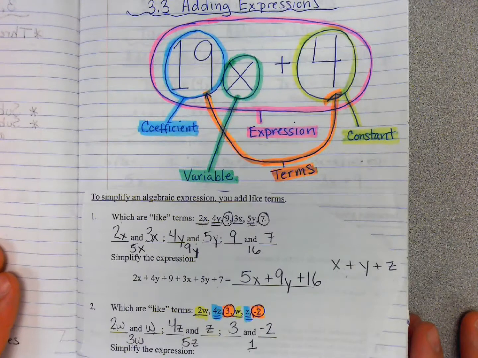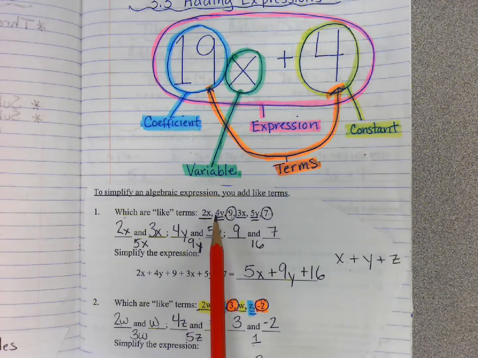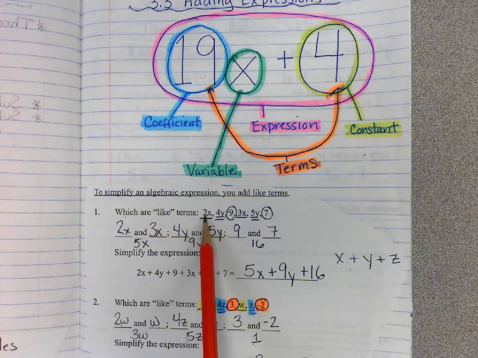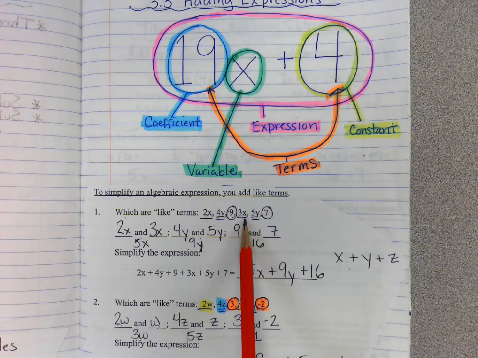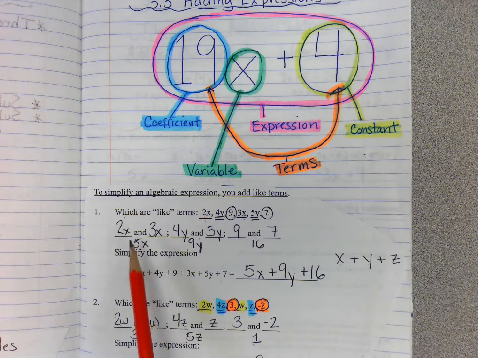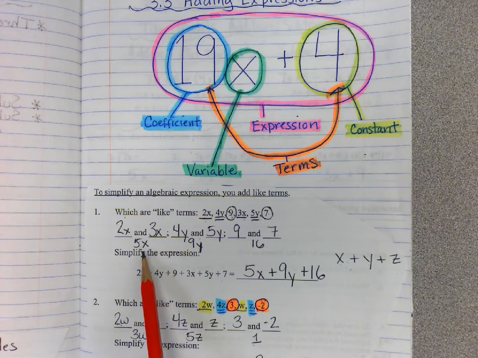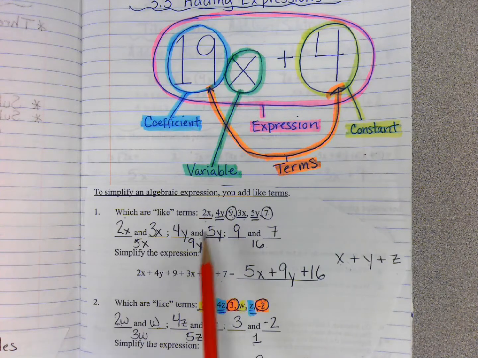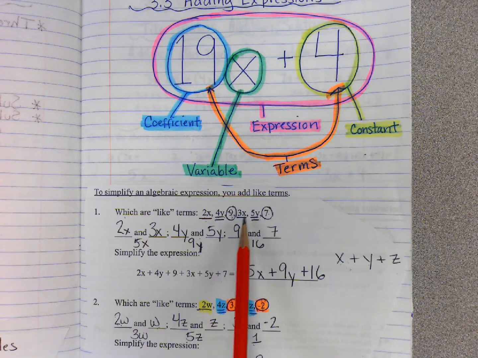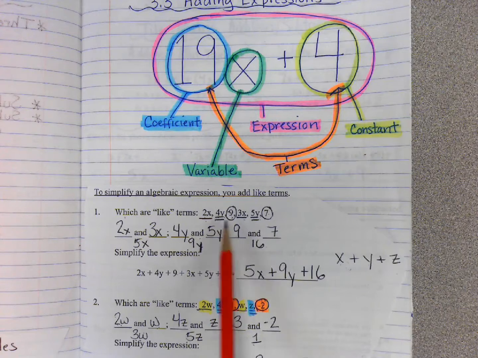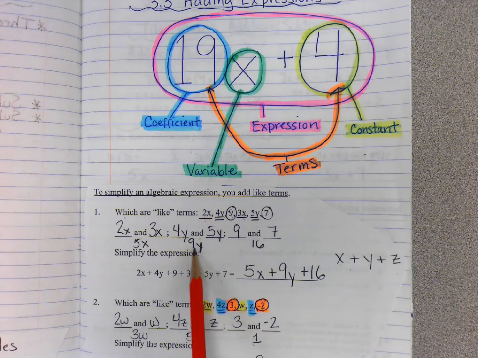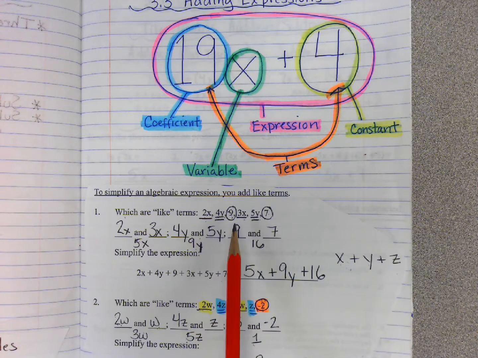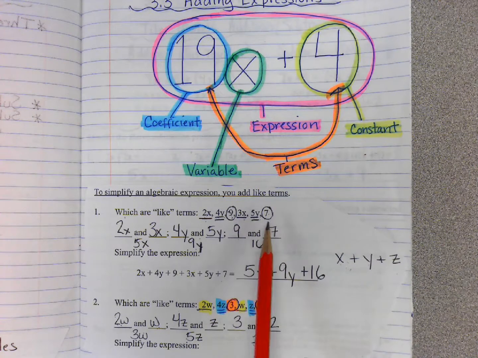So if we look right here, our first example, we're going to put our 2x's with our 3x's. So our 2x's and our 3x's give us 5x's. We're going to put our y's with our y's, so 4y's with 5y's gives me 9y's. And then we're going to put our constants, our numbers together: 9 plus 7. 9 plus this positive 7 is going to give me 16.